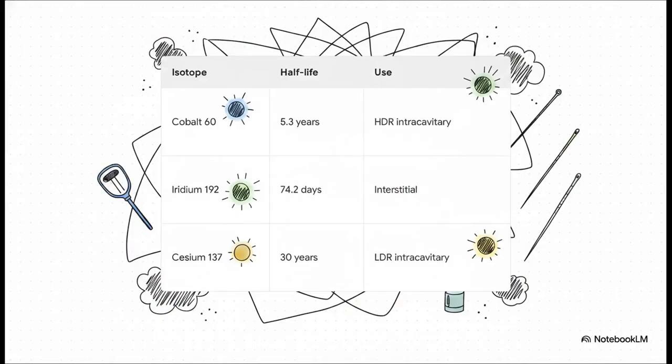And just to show you what we use in the clinic, this table lists some of the key radioactive isotopes we use in gynecologic brachytherapy. You'll notice they all have different half-lives and are picked for very specific jobs, whether it's a high-dose rate treatment inside a cavity using cobalt-60 or maybe an implant right into the tissue with iridium-192.